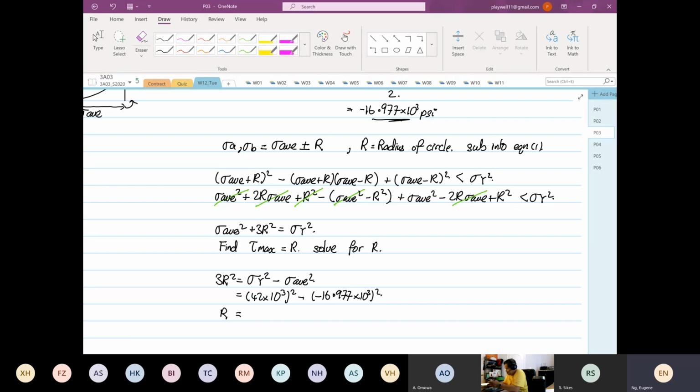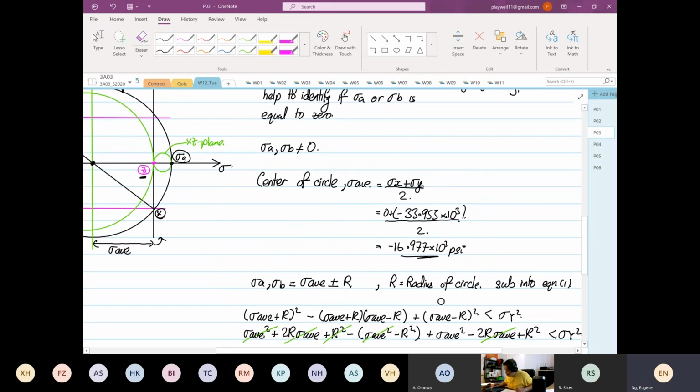Okay, divided by 2, and then square root the whole thing, so it's equal to 22.179 times 10 to the power 3 psi. So this will be equal to our tau max, right? Like what we say over here, right? So from here we know, right?